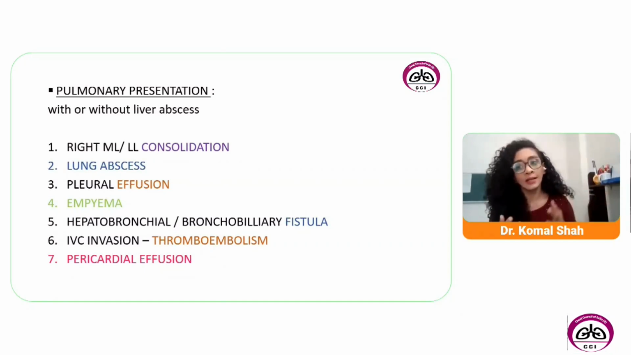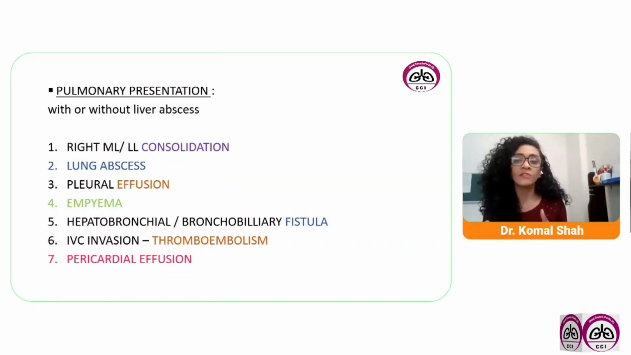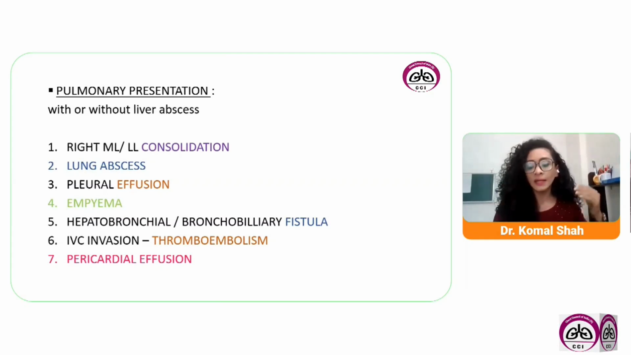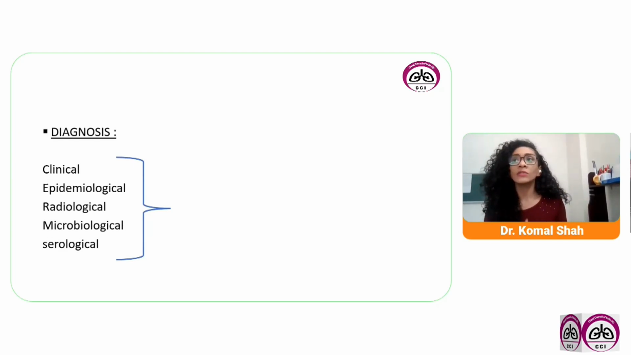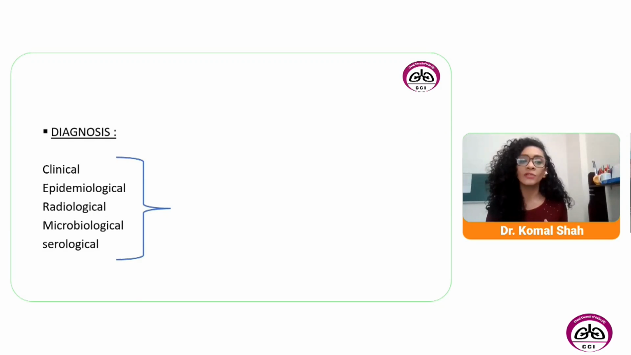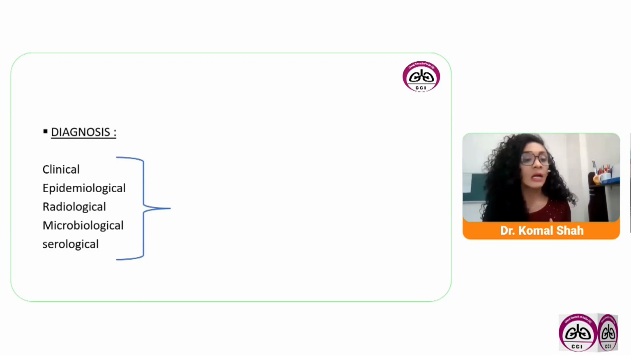IVC invasion can lead to thromboembolism, which is very rare though, or pericardial effusion. Diagnosis: it is very difficult to diagnose amoebiasis just on radiological or clinical basis, so it should be a combination of clinical, epidemiological, radiological, microbiological, and serological tests.